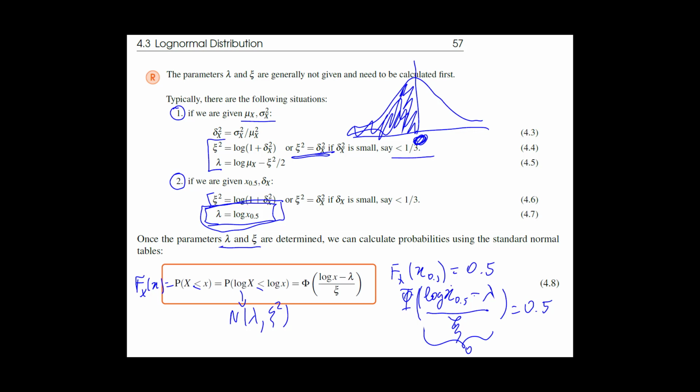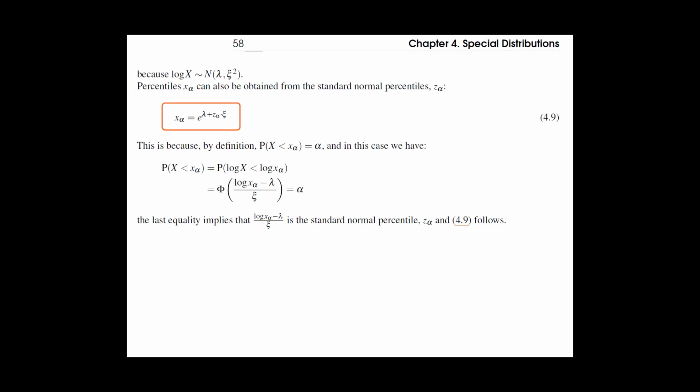So just to recap, the log-normal distribution is unusual in that the parameters of the distribution, lambda and psi squared, refer to the log of x, not of x. That's why we need to go through these steps 1 or 2, depending on what information you're given. And then once you have the parameters lambda and psi, we go ahead and compute probabilities in this way. Very good.